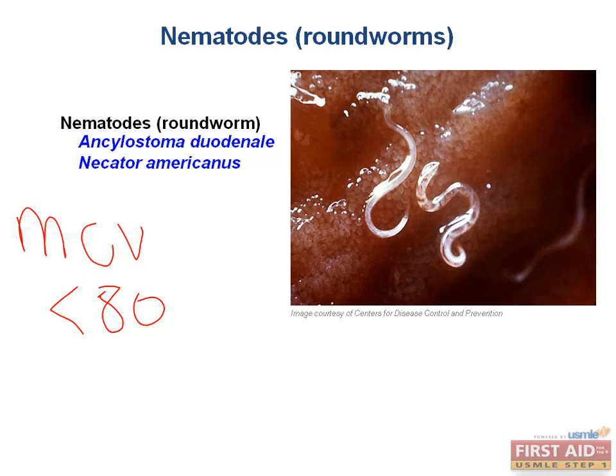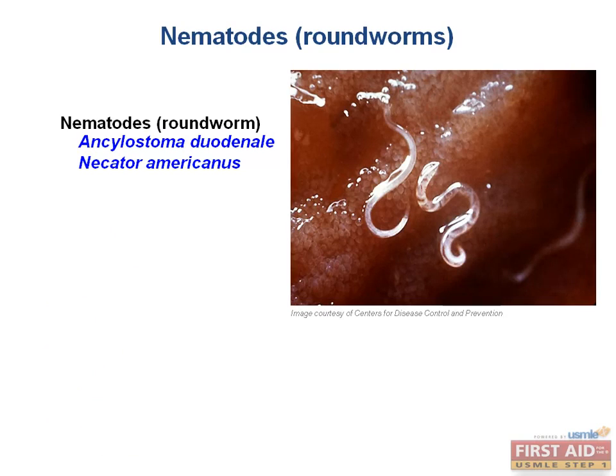Okay, great. What are some other causes of microcytic anemia? Well, the most commonly tested ones would be thalassemia, of which you have thalassemia alpha and thalassemia beta, most commonly asked. You also have sideroblastic anemia and lead poisoning, Pb being the symbol for lead.